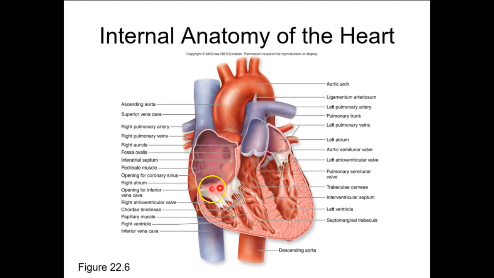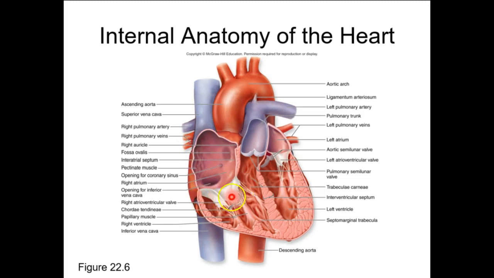Some features inside of the right atrium. You're going to have an opening for the coronary sinus, openings for each of the vena cavae, and a fossa ovalis. Does anybody remember what that was a remnant of by any chance? The hole in the heart. So before you were born, fetal circulation, you had a foramen ovale there instead.